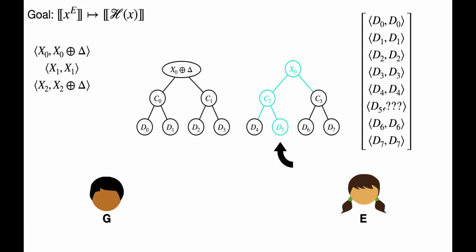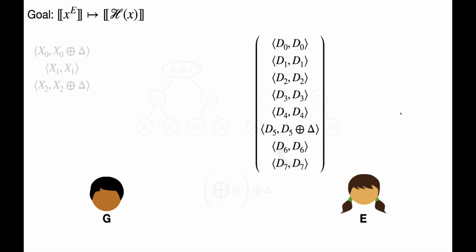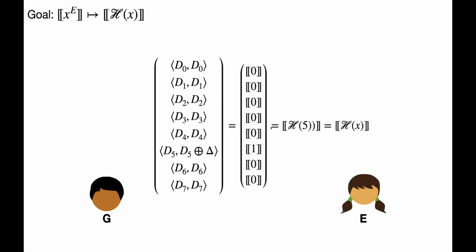To convey this value to E, G sends one additional message, the sum of all leaf labels plus delta. From this, E can subtract off all of the leaf labels she already holds, which allows her to recover the value d5 plus delta. The result is a valid garbled one-hot encoding of x.